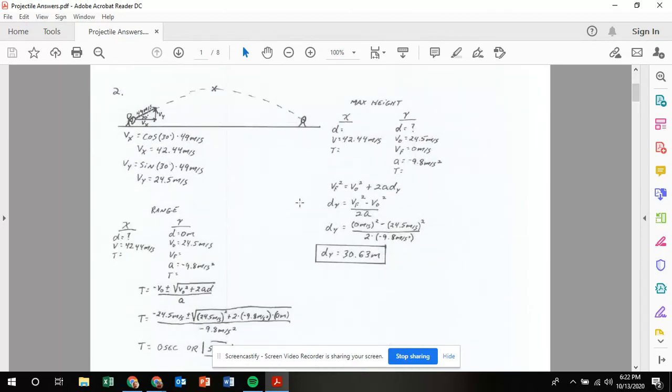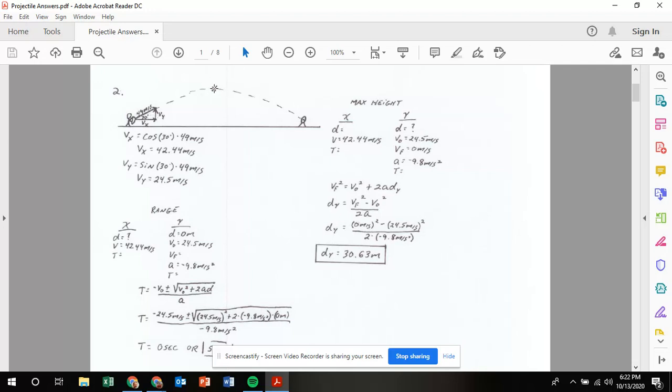Number 2: an arrow is shot 30 degrees above the horizontal. The 30 degrees is the angle in the bottom left corner of the triangle in the picture. Its velocity is 49 meters per second and it hits the target. So the velocity initial is 49 meters per second. That's the hypotenuse of my triangle. What is the maximum height the arrow will attain?